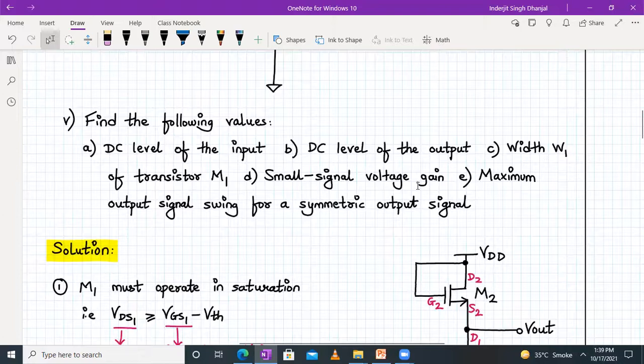Last is that we have to find out the maximum output voltage swing for a symmetric output signal. Symmetric means your positive peak and negative peak should be symmetric.